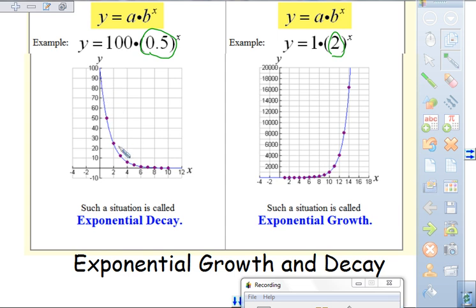So decay gets smaller, and growth gets bigger, and sometimes people call these graphs hockey sticks, where it depends on if you're left-handed or if you're right-handed.